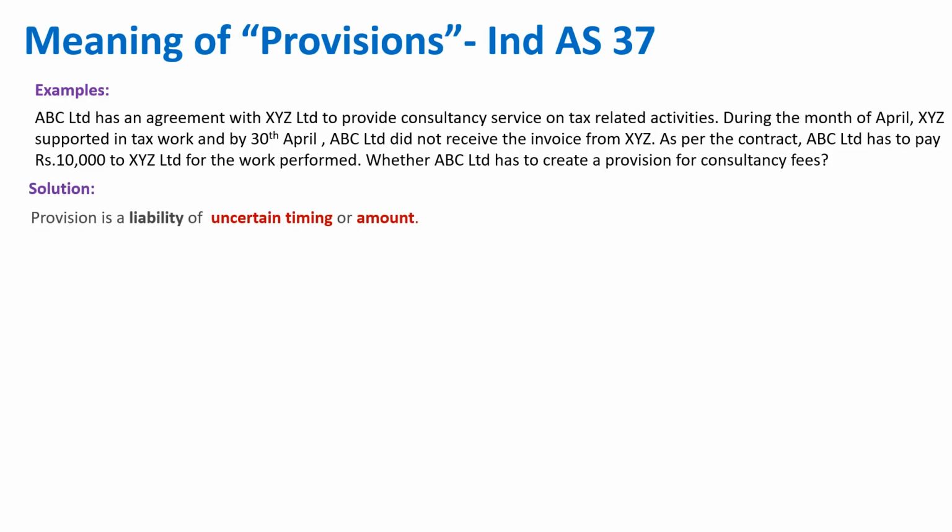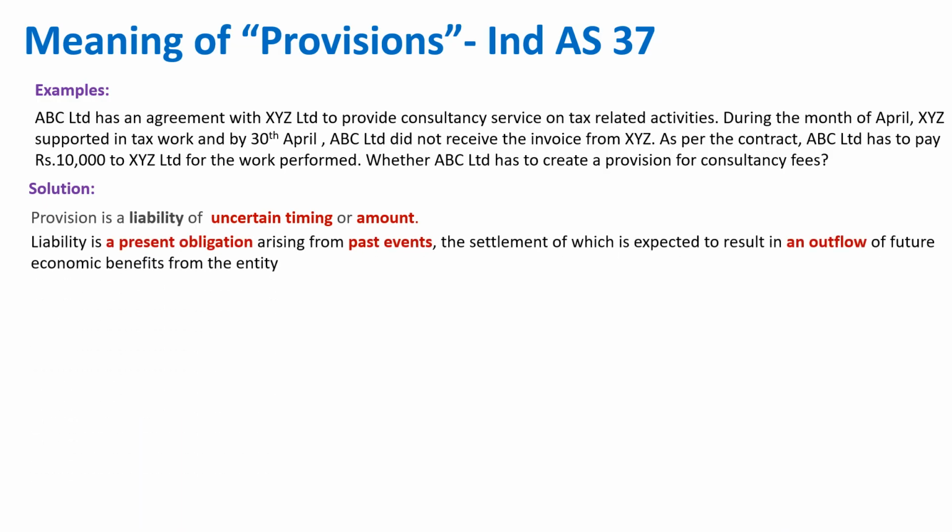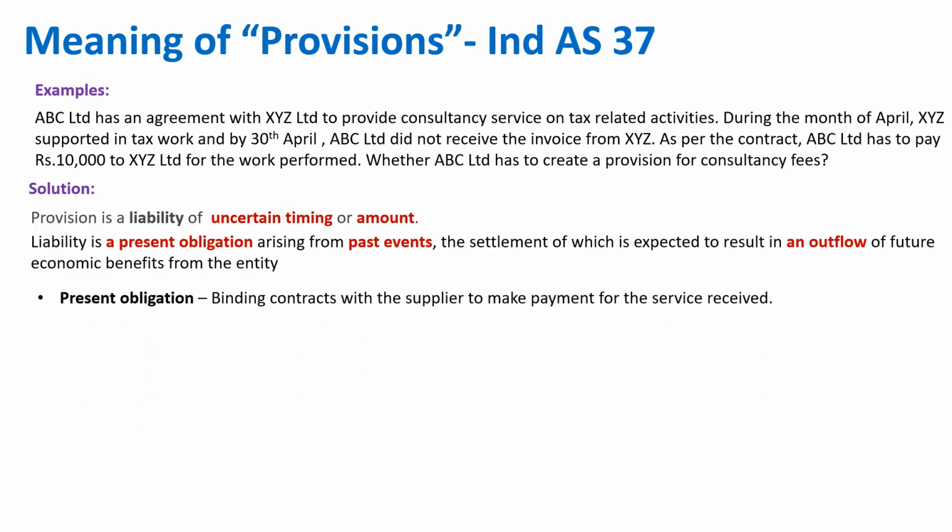So the definition is very clear. Provision is a liability of uncertain timing or amount. Liability is a present obligation arising from past events, the settlement of which is expected to result in an outflow of future economic benefits from the entity. So, what is the present obligation here?